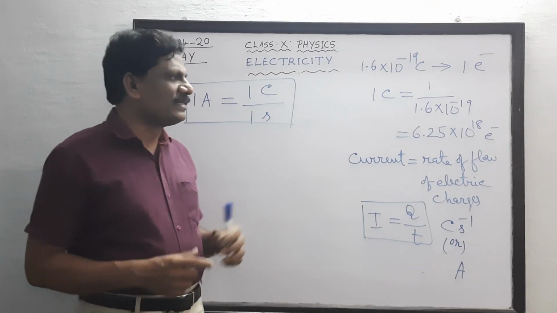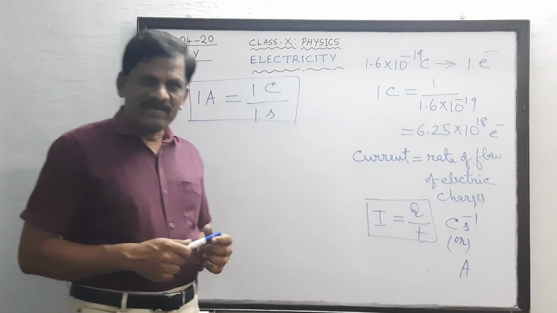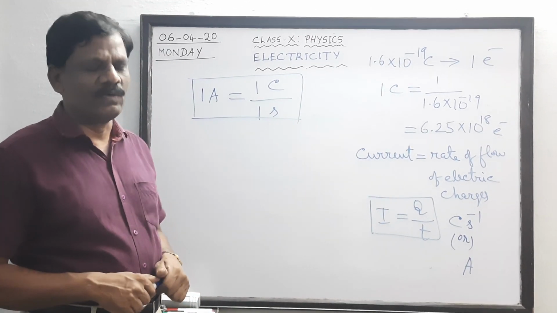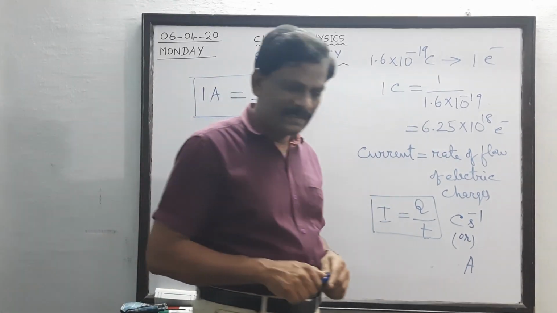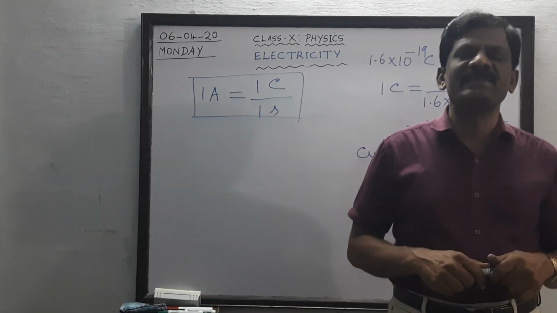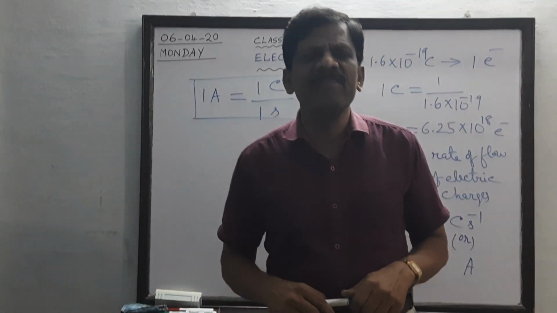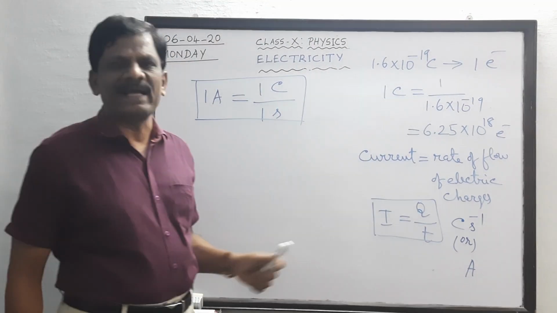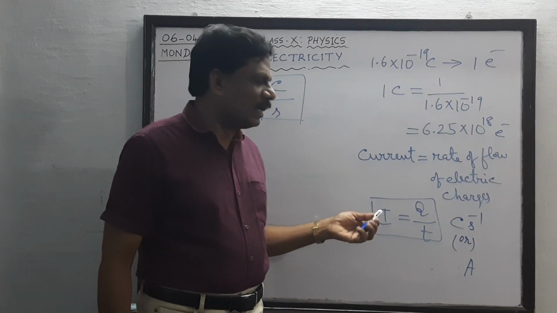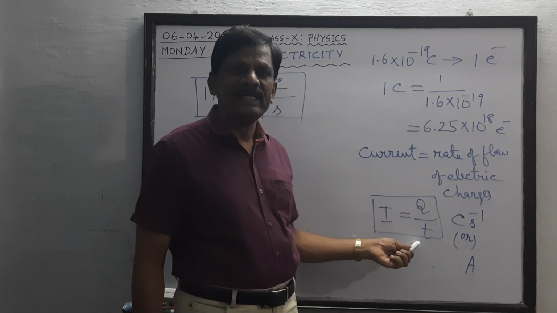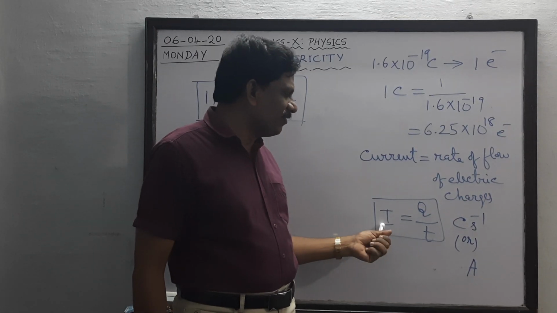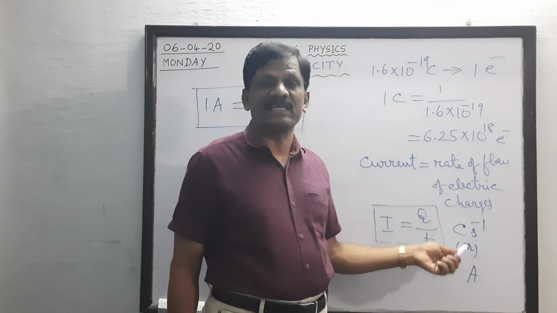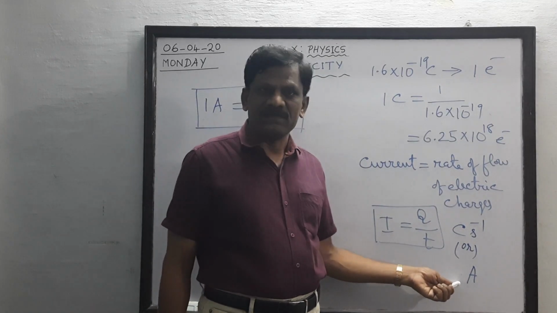Then what else have we studied? We have defined electric current. How will you define electric current? Electric current is defined as the rate of flow of electric charges. It is denoted by the symbol capital I. So I equals Q by T. And the unit of electric current is either coulomb per second or ampere.